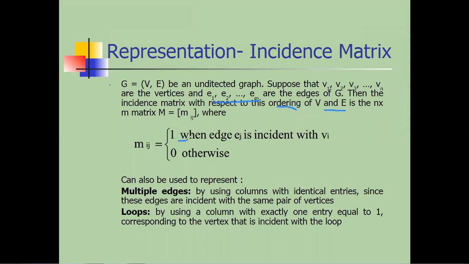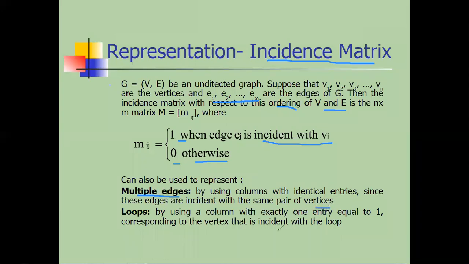The entry is 1 when edge e_j is incident with v_i, and 0 otherwise. It means if the edge is present, the value will be 1. If it is not, then the value will be 0. These are the technical words you should know. We have seen this graph, but you should know exactly what an incidence matrix is, because an MCQ question may be asked on it. It can be used to represent multiple edges by using columns with identical entries, since these edges are incident with the same pair of vertices.